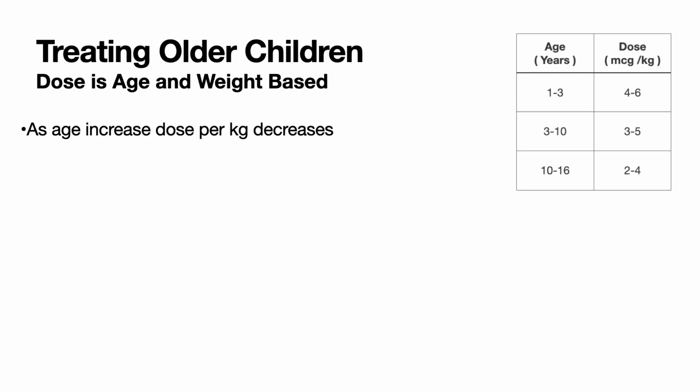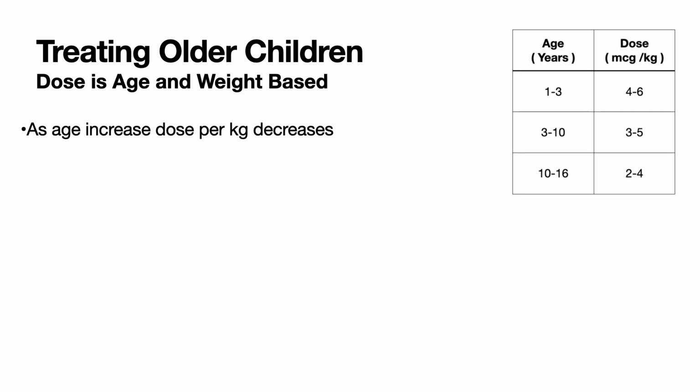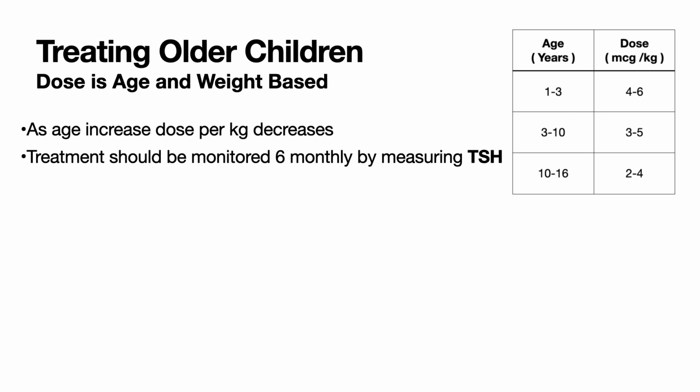Treating older children. Now, treating older children of the acquired hypothyroidism, the dose is age dependent and weight dependent. As the age increases, the dose per kg decreases. As shown in this table, for the age 1 to 3 years the dose is 4 to 6 microgram per kg, and for the age of 3 to 10 years the dose is 3 to 5 microgram per kg, whereas for 10 to 16 years the dose is 2 to 4 microgram per kg. The treatment should be monitored every 6 monthly by measuring TSH only. But if the child is less than 3 years, we have to measure both TSH and T4.